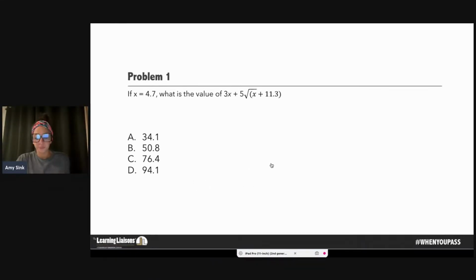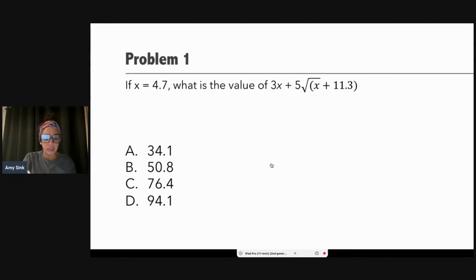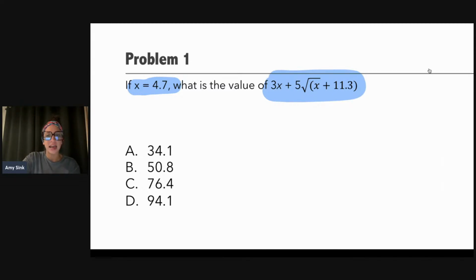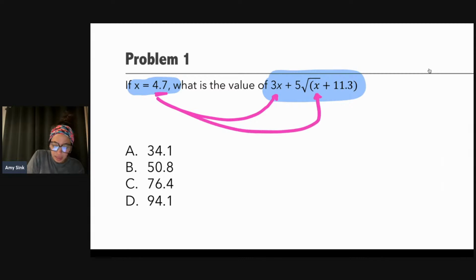All right, so this is a good one. This is really just plugging in a value of x for the expression that they give us. This is an expression, not an equation, because there's no equal sign. And so we can go ahead and just plug this value in for each x that we have, and we can go from there. So 3 times 4.7 plus 5 square root of (4.7 plus 11.3).